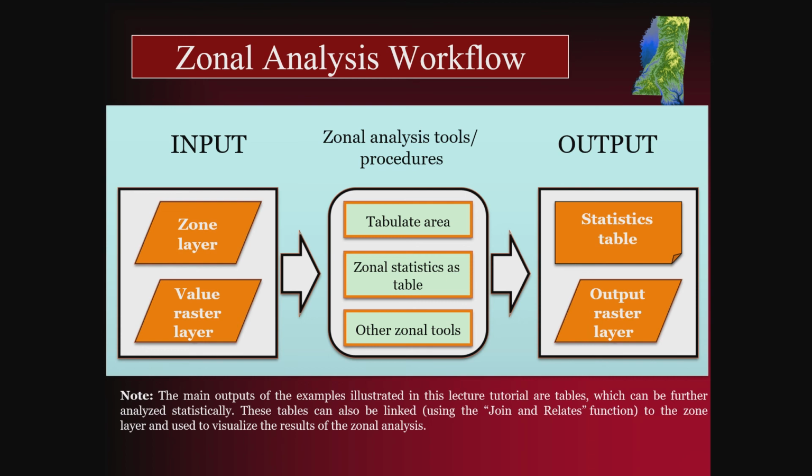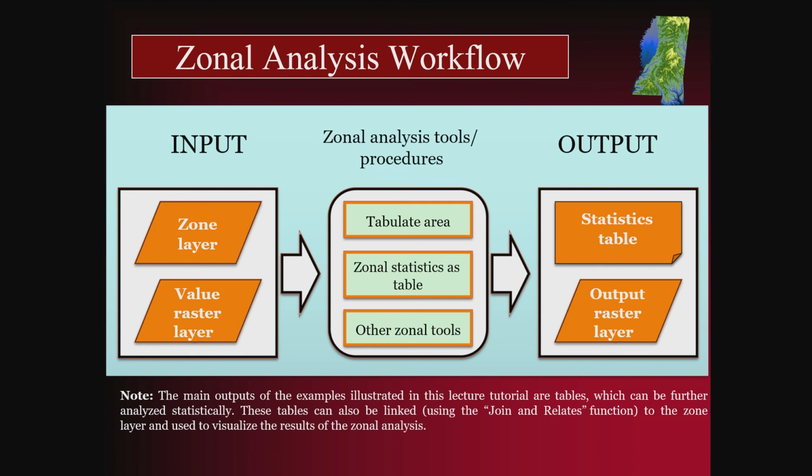Typically you're going to run Tabulate Area or Zonal Statistics as Table. This is probably the most common one, but there are other zonal tools. Like I said, you can actually create a new raster. But if you output either of these two, you get a statistics table. If you output the other zonal tools, you'll end up with an output raster layer. I can demo both of those.